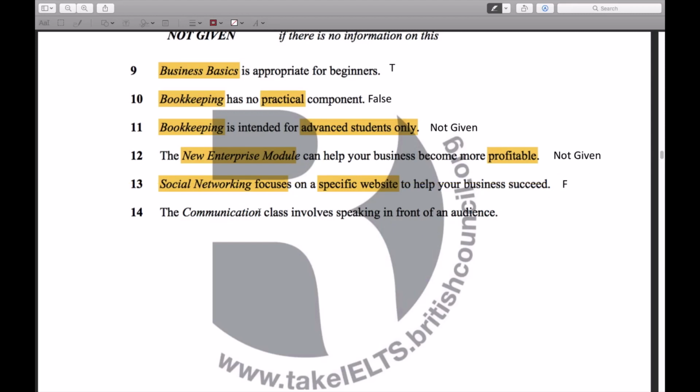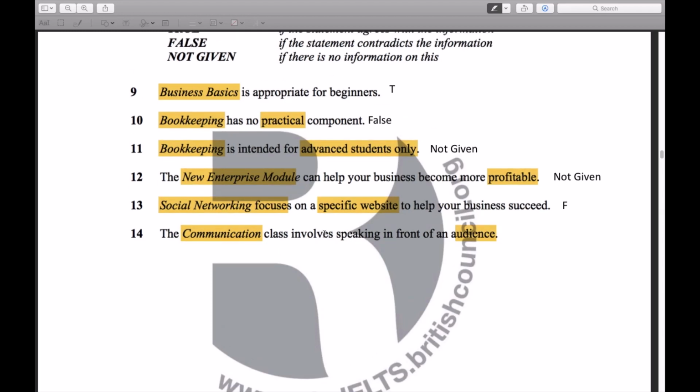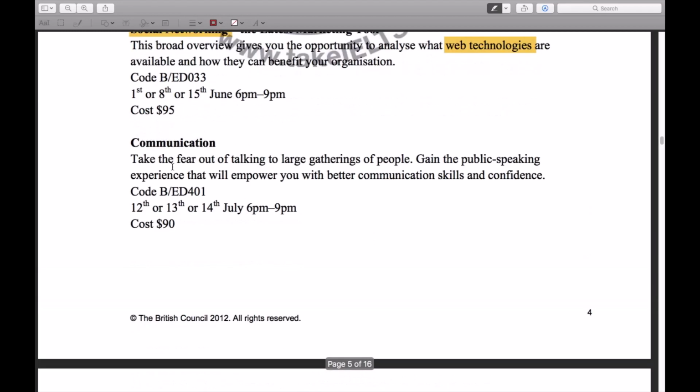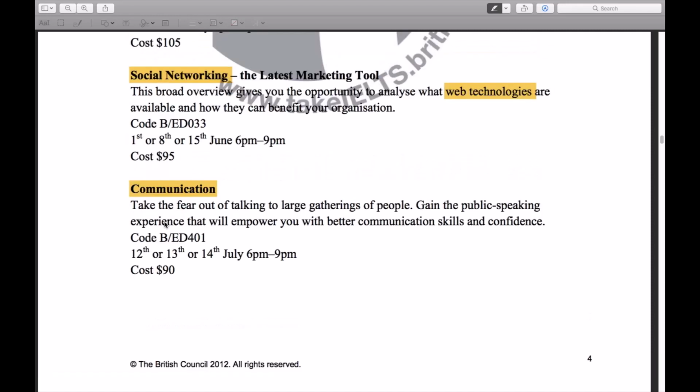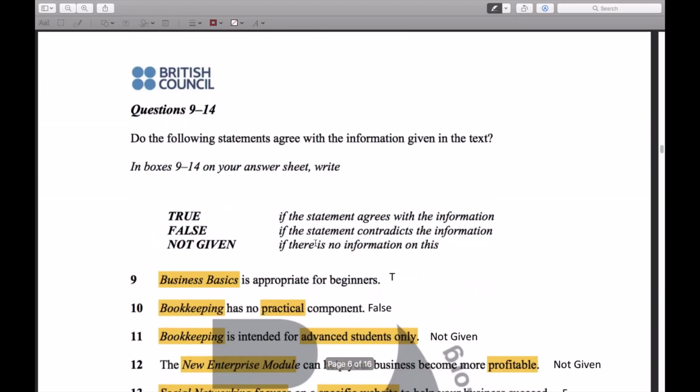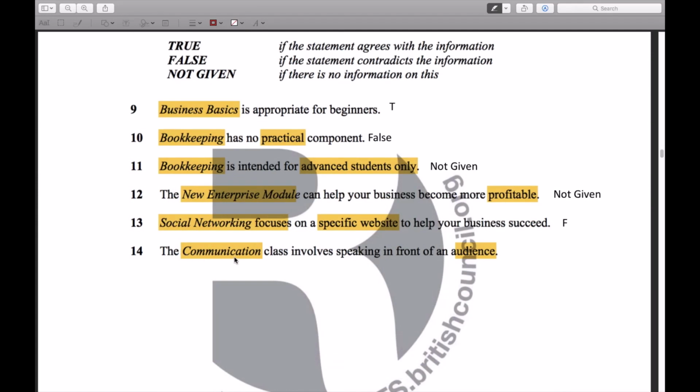The communication class involves speaking in front of an audience. Okay, so does the communication class involve speaking in front of an audience? Communication. Take the fear out of talking to large gatherings of people. Gain the public speaking experience that will empower you with better communication skills and confidence.